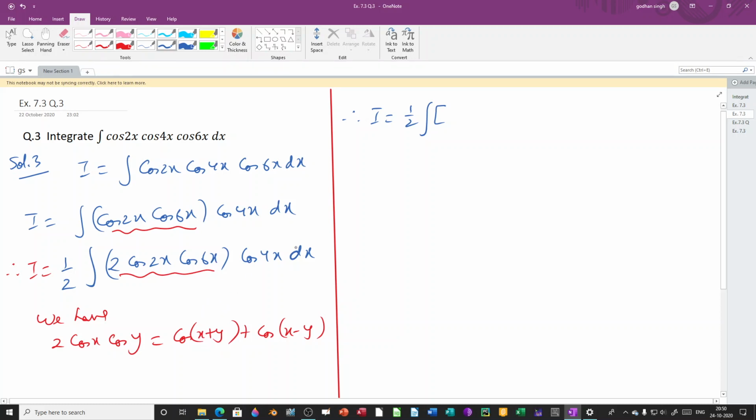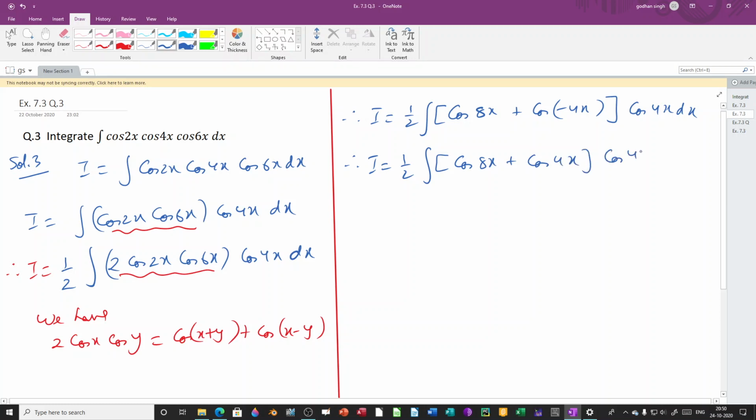So first one is cos of x plus y. So we will be getting cos of 2x plus 6x, that is cos 8x, plus the second part is x minus y, that is 2x minus 6x, so cos of 2x minus 6x is cos minus 4x, and bracket close, outside we are having cos 4x dx. So therefore I equal to half integration of cos 8x. Now cos minus 4x can be written as cos 4x, because we know that cos minus theta is the same as cos theta, into cos 4x dx.